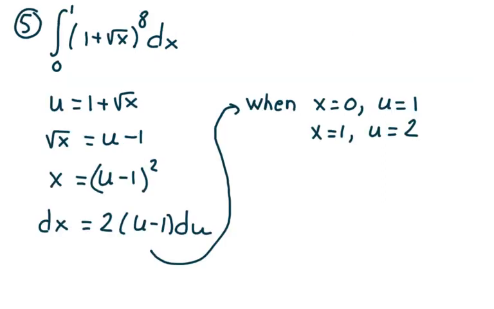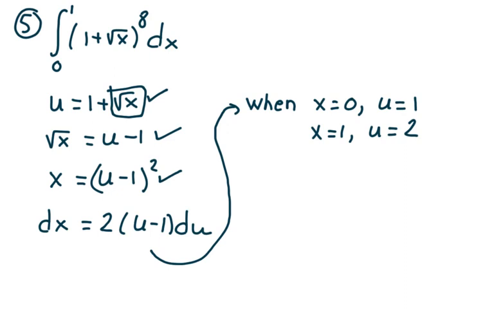And number 5, suppose I have the integral from 0 to 1 of 1 plus the square root of x raised to the 8th power. And again, I like to get rid of radicals as much as I can. So I'm going to let u equal 1 plus square root of x. Solve for square root of x. So square root of x equals u minus 1. Square both sides, so I get x equals u minus 1 to the second. Dx is 2 times u minus 1 du.